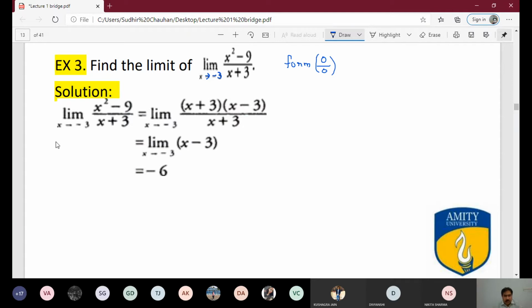So here we find the limit x tends to minus 3 of x square minus 9. It can be written as x plus 3 times x minus 3, and x plus 3 is the common factor. So we can cancel this common factor. It will be limit x tends to minus 3 of x minus 3. We simply put this value, then it is minus 6. So this is the answer. So that is one way. If we get any expression as a fraction, we should always check whether there are some factors, and if there are some common factors, then we can cancel, and then we can evaluate the limit.